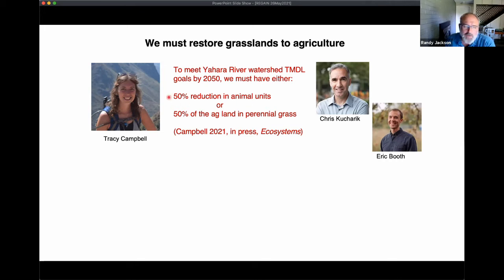And the takeaway message, and this work's just now been accepted in Ecosystems and it'll be out soon, is that the only way to do it by 2050, the next 30 years, is to reduce the number of animal units in the watershed by half, or to add 50% perennial grass to the agricultural landscape in that watershed. Both would be great, but these are the only ways that she could make the model converge on meeting the EPA TMDL goals.